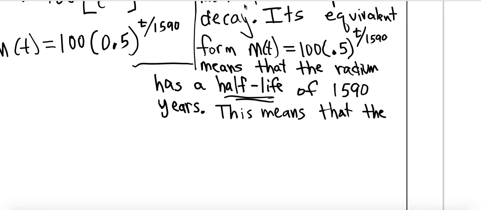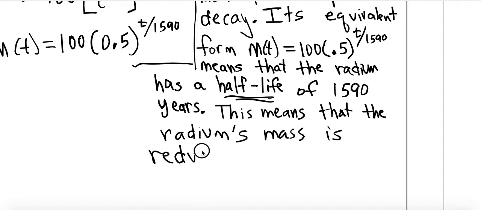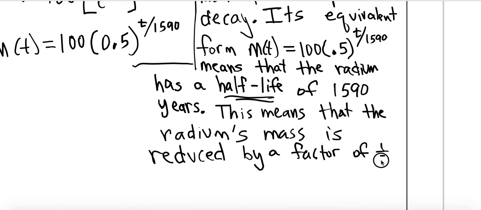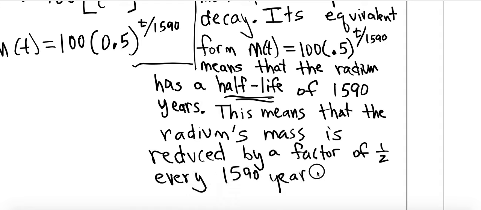So I wish there was a way to say radium mass is, let's say, reduced by a factor of 1/2, or halved, every 1,590 years. Okay, this was probably a lot more than you had to say.